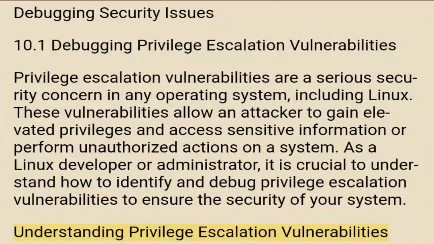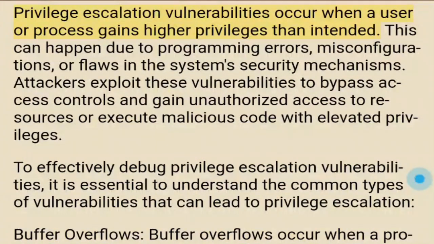Understanding privilege escalation vulnerabilities. Privilege escalation vulnerabilities occur when a user or process gains higher privileges than intended. This can happen due to programming errors, misconfigurations, or flaws in the system's security mechanisms. Attackers exploit these vulnerabilities to bypass access controls and gain unauthorized access to resources or execute malicious code with elevated privileges.